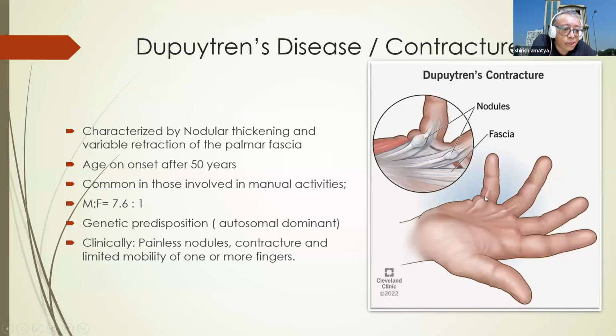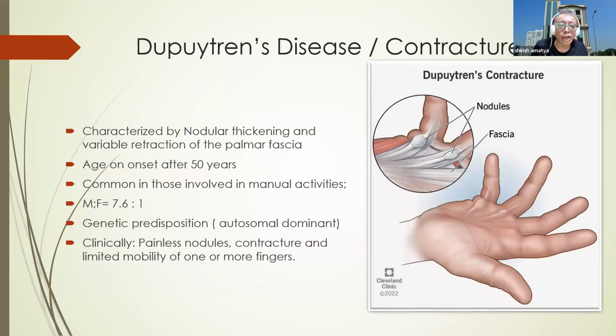As you can see in the picture on the right side, there is a nodular thickening at the palmar aspect of the hand, and there is a retraction of the little finger as well as the ring finger. The patient cannot fully extend these two fingers. So we commonly see these patients in the pain clinic.